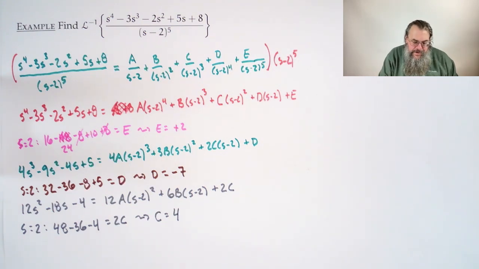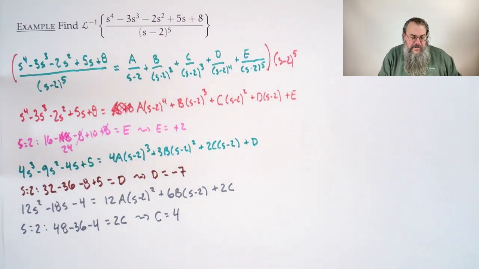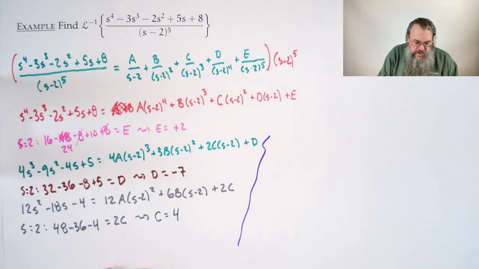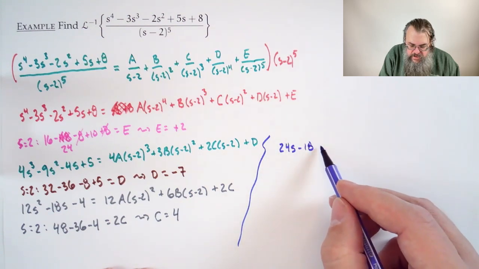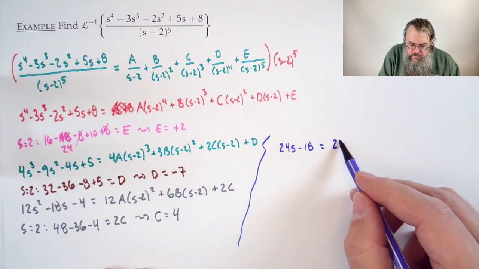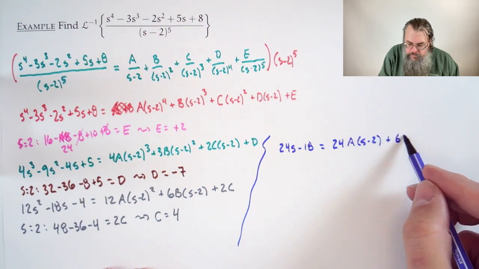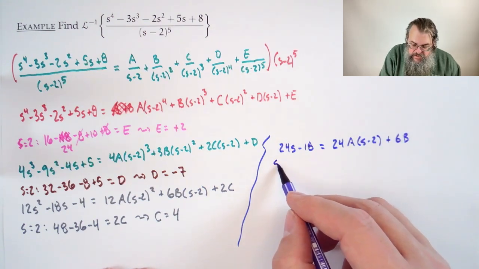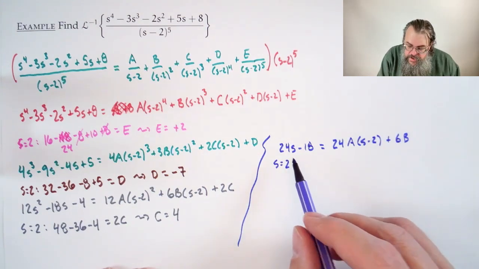All right. Well, we're making progress. We're chipping away from the backside. e, d, c. 2 more and we're done. So let's just keep this process up 2 more times and let's see where we go. Okay, so we get the following. Taking our derivative again, 24s minus 18 is equal to 24a (s minus 2) plus 6b. Plug in s equals 2. And what do we get? Well, we get 48.